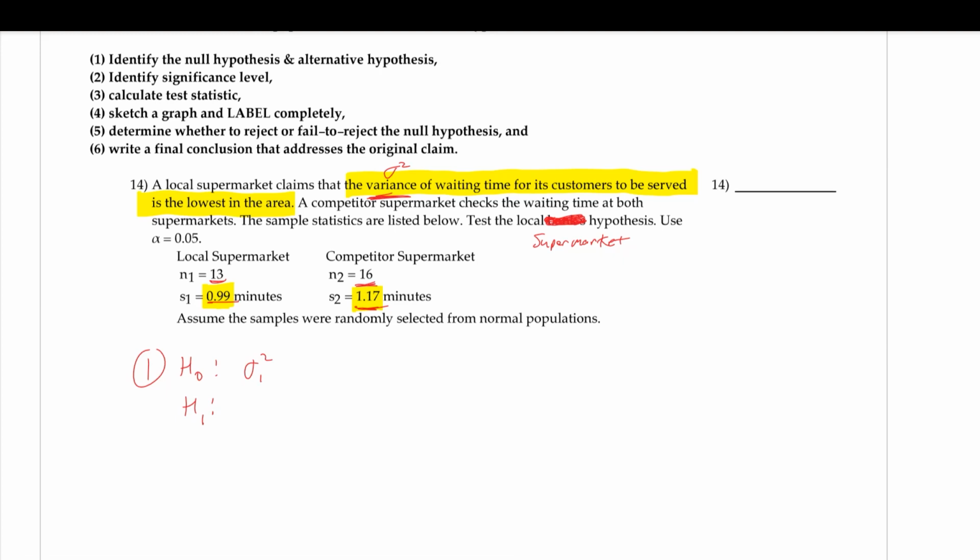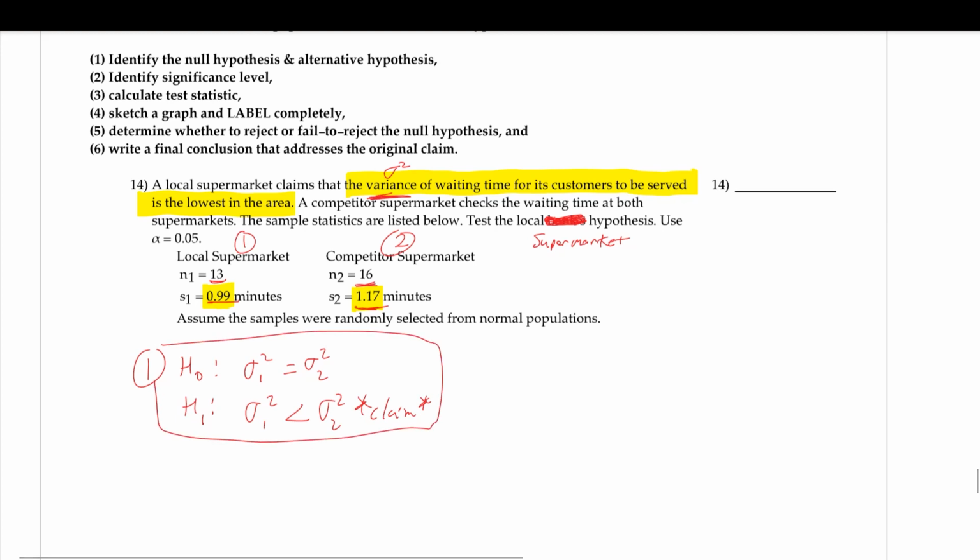The null hypothesis is always a statement of no change or equality, right? Status quo. So population 1 has the same standard deviation as population 2. And we'll call the local supermarket population 1 and the competitor population 2. And the claim statement suggests that the variance at this local supermarket is the lowest in the area, so that means it's lower than any competitor. So their variance is less than the competitor. That is the claim statement. So in this case, the claim is the alternative.